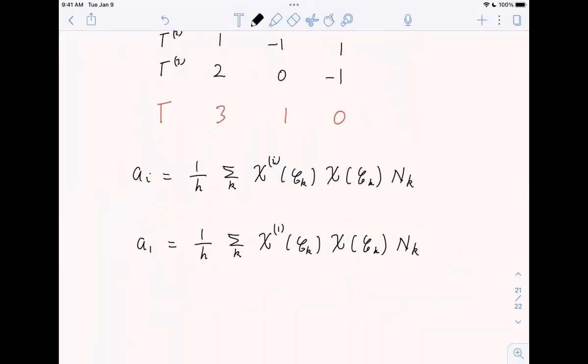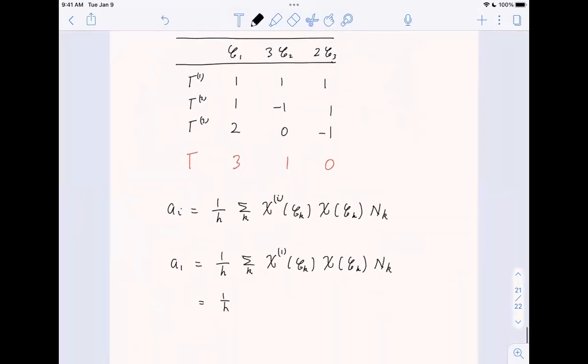Then let me see. So you're going to have this 1 times this 3. You're going to have 1 times 3 times this nk. Nk is also 1. This h will be 6, totally 6 elements.